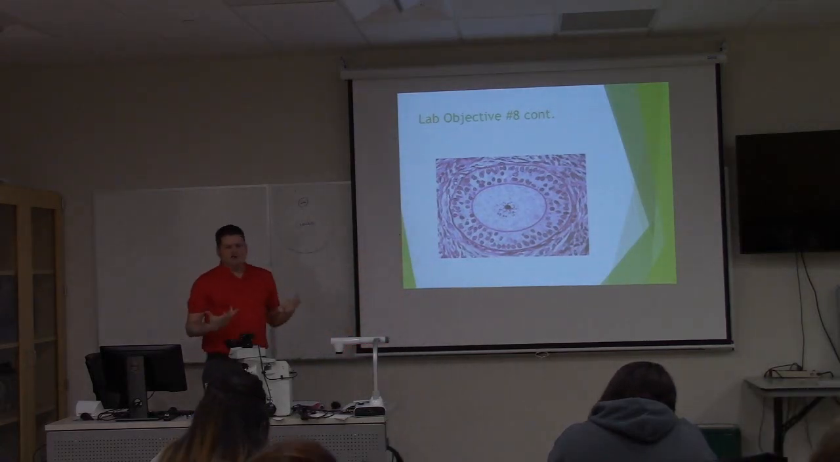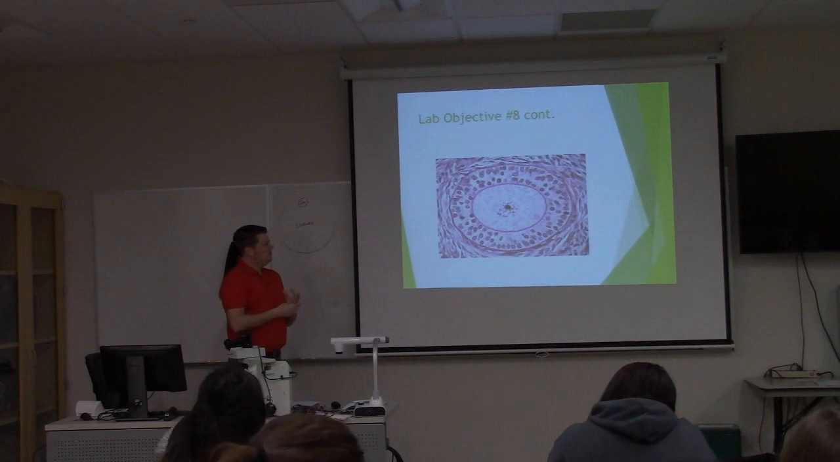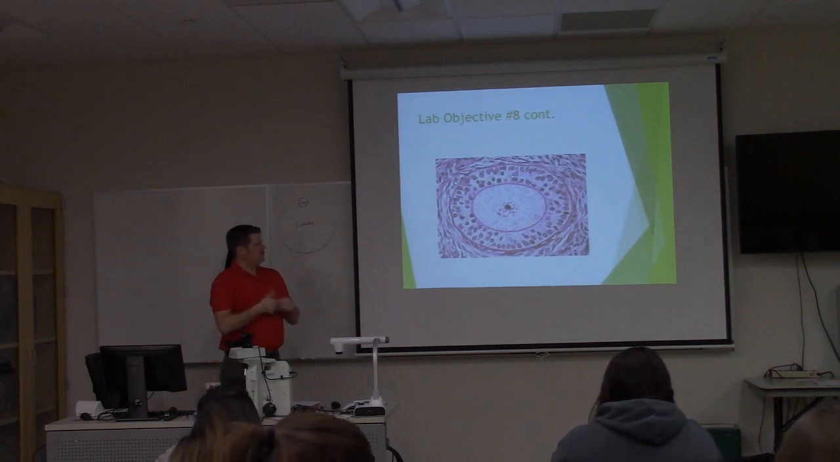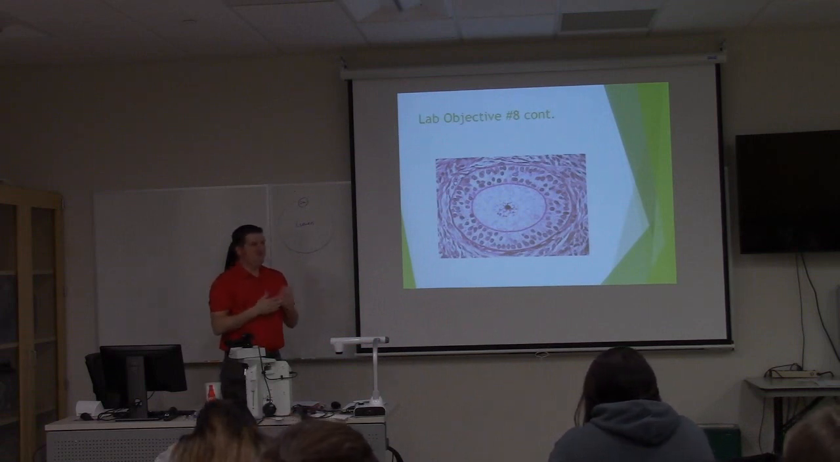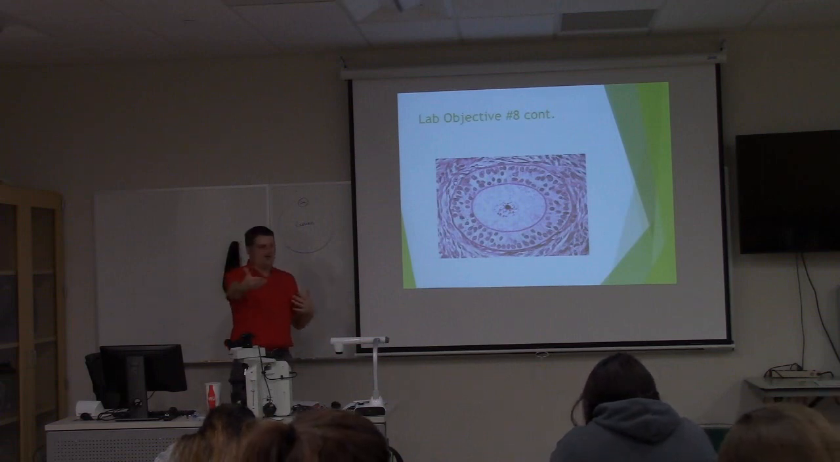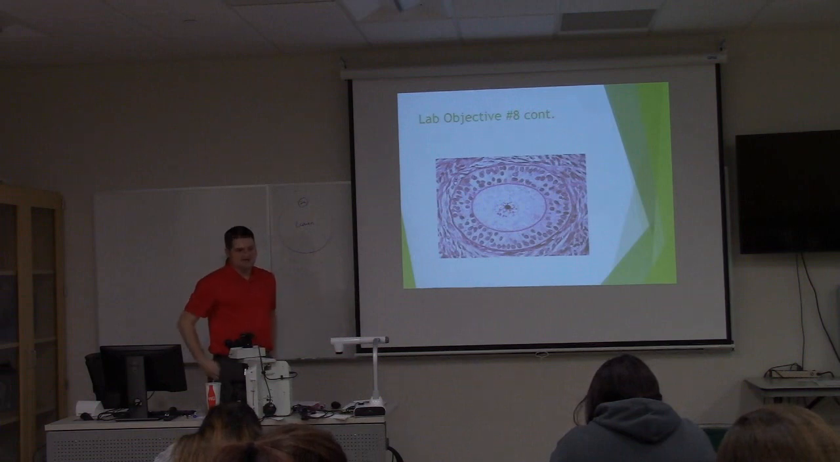Now what exactly do follicles do? They do a few things, but one thing that we could all recognize is they help the oocyte mature. They help it mature along its way. They give it nutrients and things like that.